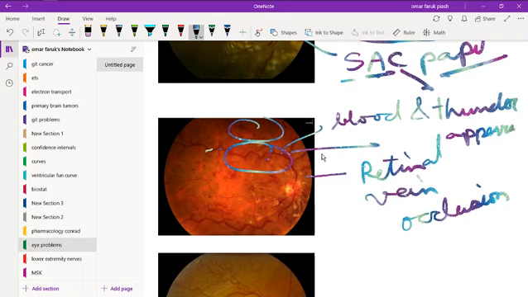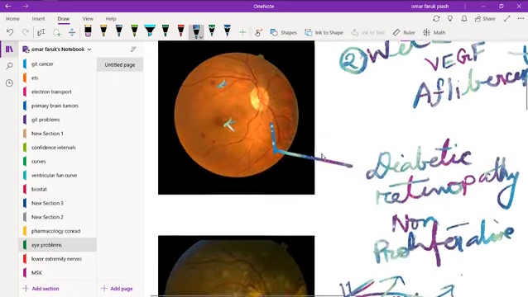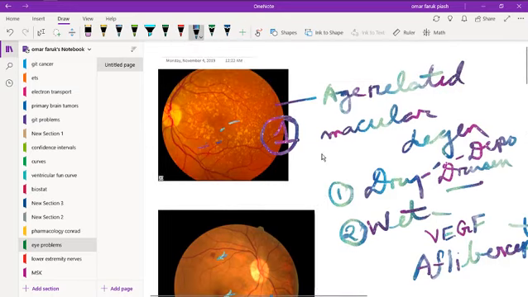Always try to catch the key points, because it is not possible to remember everything you studied from everywhere. What you have to do is identify the key points and keep them in your mind. Like in age-related macular degeneration, there are two types: dry and wet. Dry has deposition of yellowish material, drusen bodies, and wet is bad. In wet you should use anti-VEGF, that means bevacizumab, ranibizumab, and another drug called aflibercept.